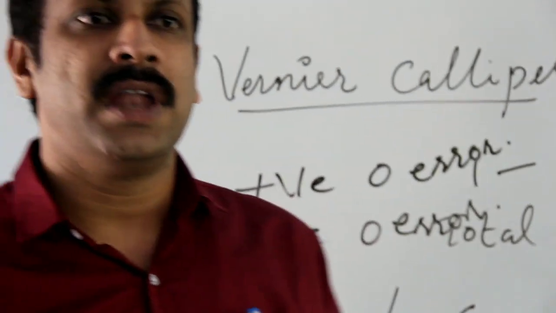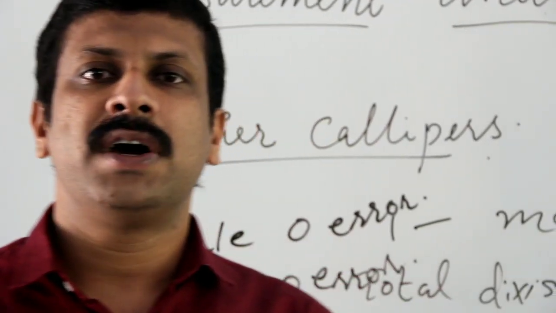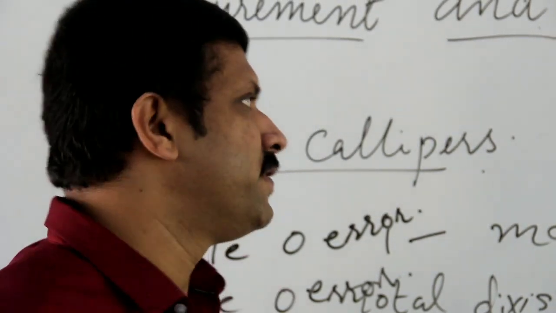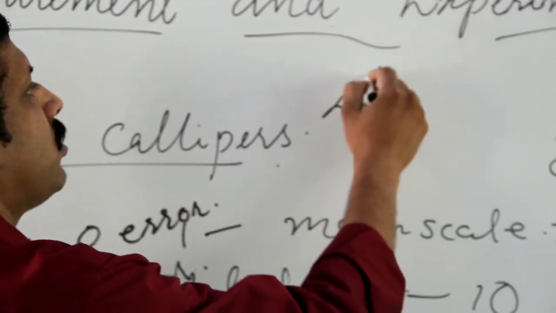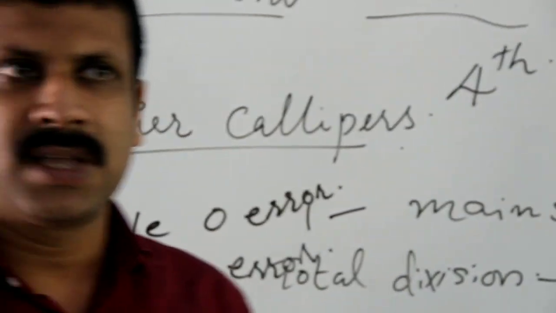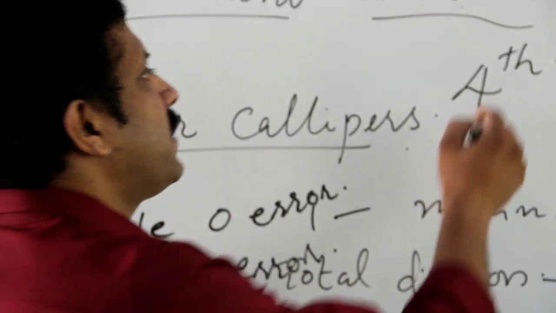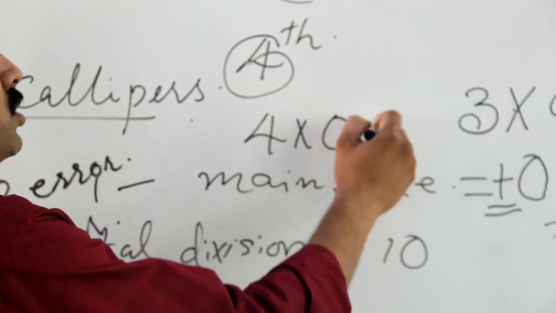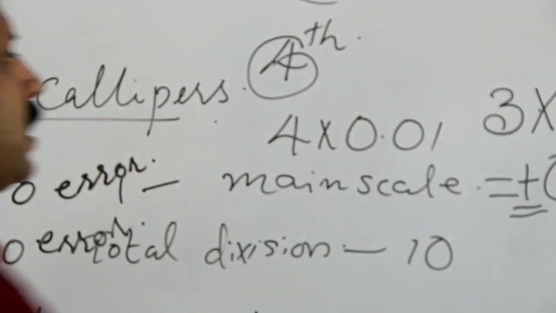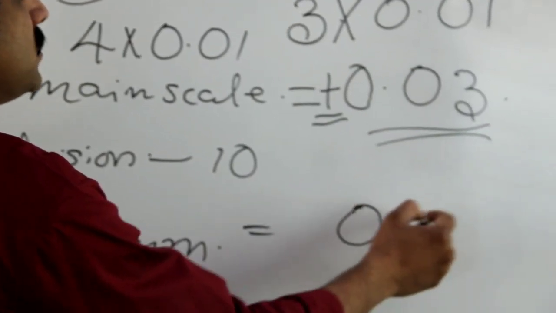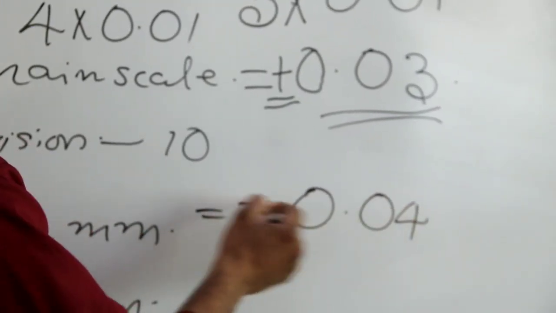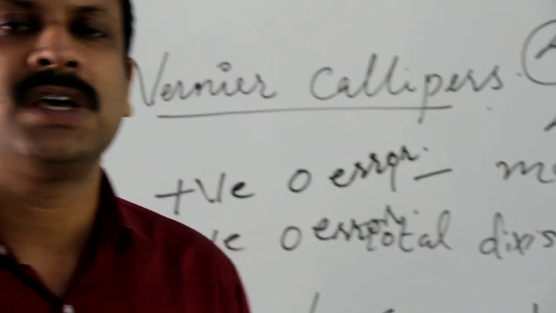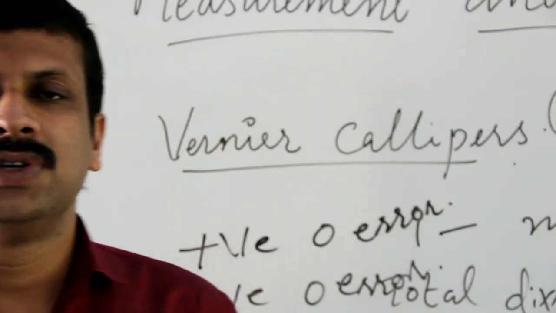In the case of negative zero error also, we take the coinciding line. Suppose the fourth line is coinciding with the main scale reading, so we take the number 4 and multiply it with 0.01, that means the least count, and you will get 0.04. In that case it will be negative. So, negative zero error as well as positive zero error.